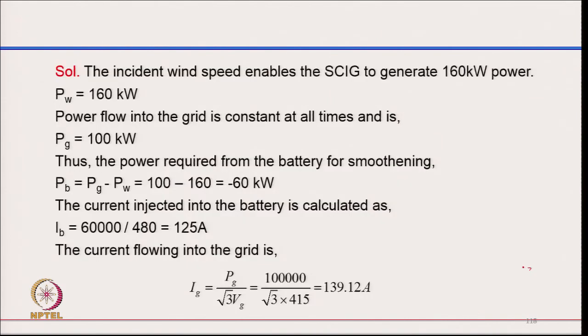And coming to the solution part, the incident wind speed enables the squirrel cage generator to generate 160 kilowatt power, that is given, and power flow to the grid is 100 kilowatt. So, we know the battery power from Pg minus PL, so it comes minus 60 kilowatt, and the current injected to the battery from power divided by voltage, so it is 125 ampere, and the grid current from power divided by, at unity power factor, root 3 into grid voltage RMS, so it comes 139.12 ampere.